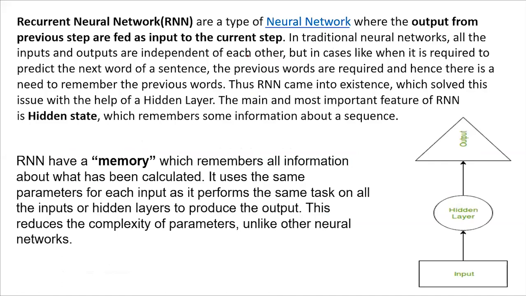RNN is a type of neural network where output from the previous step is fed as input to the current step. Usually in neural networks, input and output are independent, but in cases where we want to predict the next sentence, we should know in memory what the previous sentence meant. I am hungry. I want to eat. If we are not giving much importance to the previous sentence, like I am hungry, I want to eat, the next prediction could come out as anything.